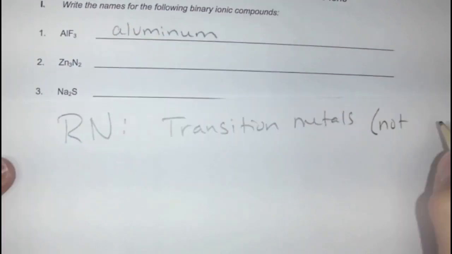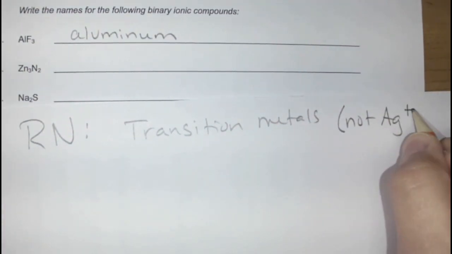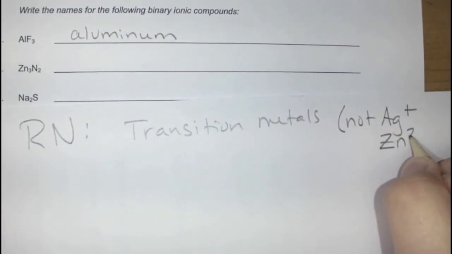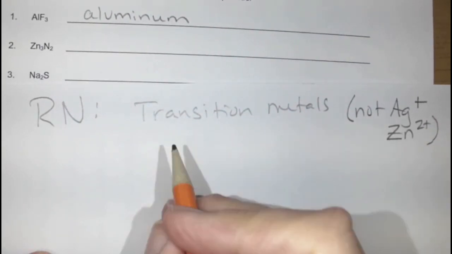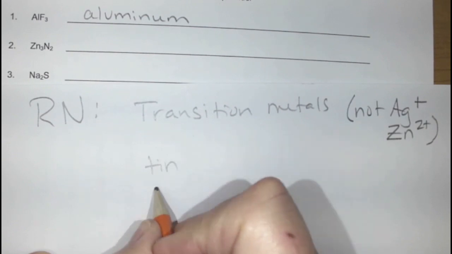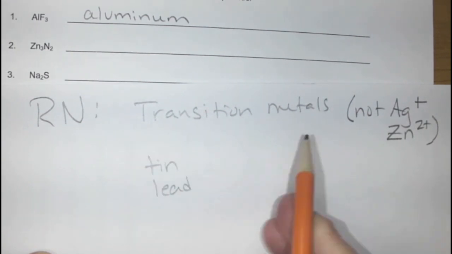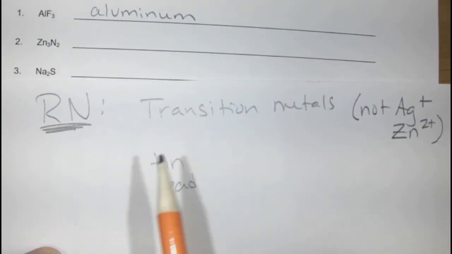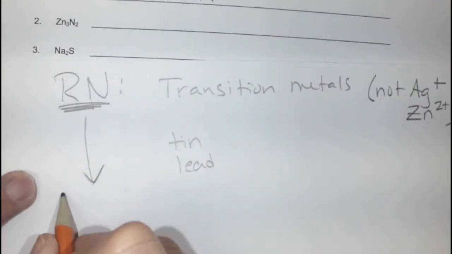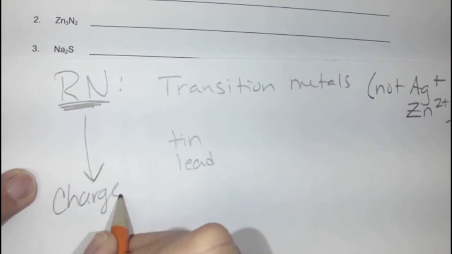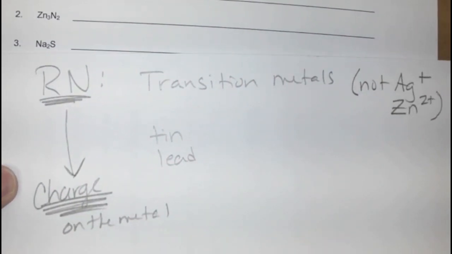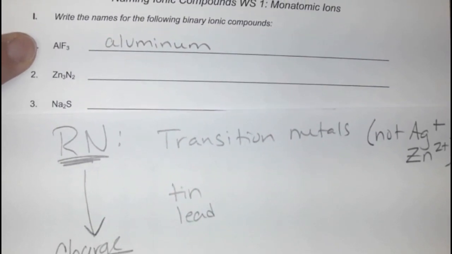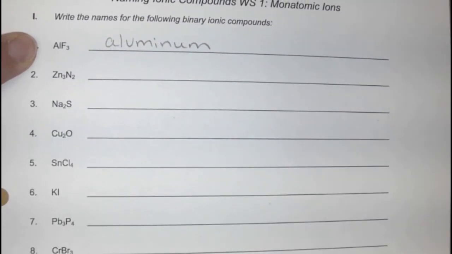but that does not include silver, because silver is always +1 and zinc is always +2. So transition metals other than those, and then tin and lead. So if you have one of those, you have to use a Roman numeral. And remember, the Roman numeral tells you the charge on the metal. We don't need that for this one because aluminum is always +3. So we just call that aluminum.